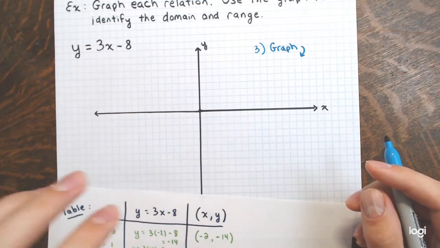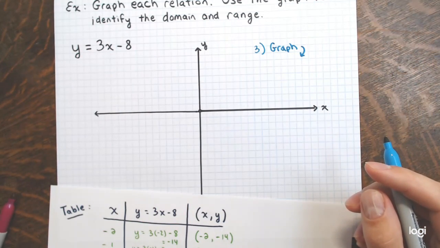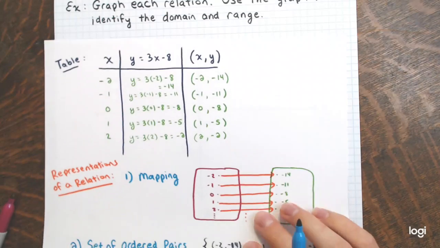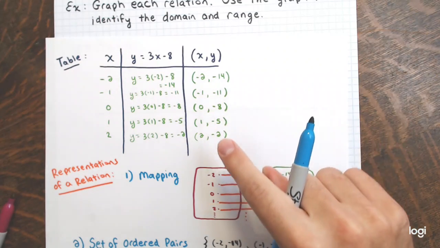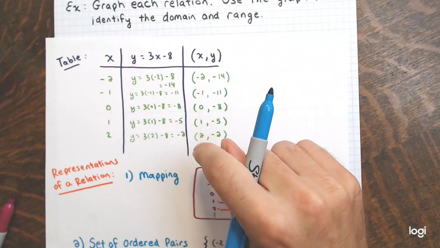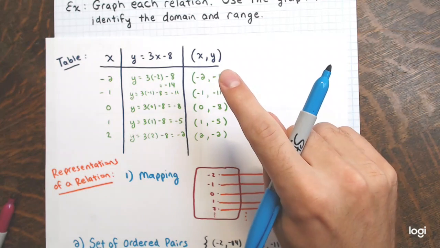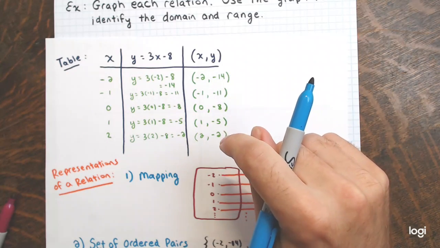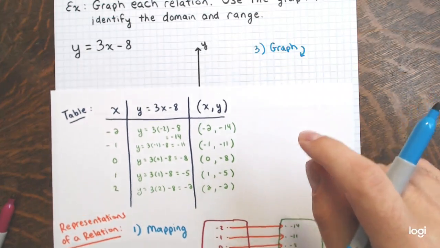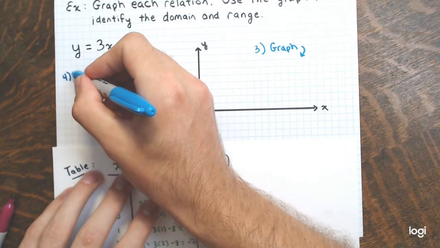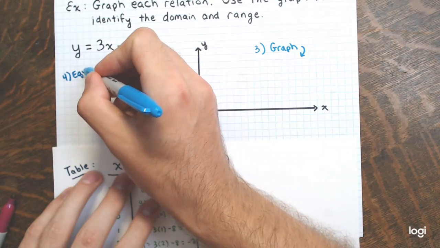Now a graph, as I mentioned, is just a picture of the solutions to the equation, or a picture of the relationships. So that's where I'm plotting all these ordered pairs. I'm going to plot these points where the horizontal axis represents values from the first set, all the x coordinates. The vertical axis represents values from the second coordinates, the y coordinates.